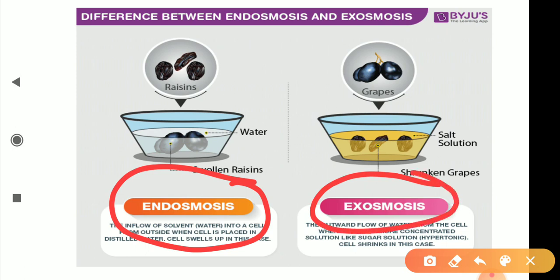As the name suggests, endo means when the water will move inside the cell, when the concentration of the water is high outside and low inside. So this will favor the osmosis.